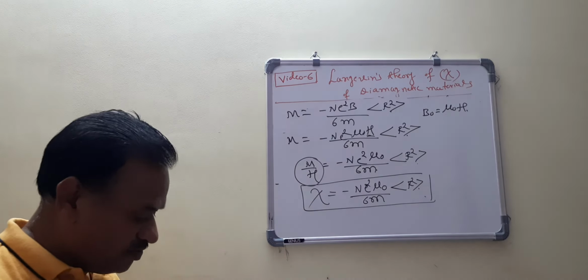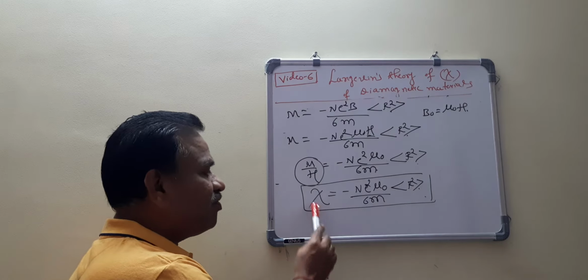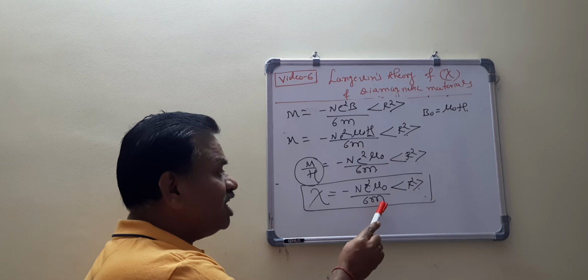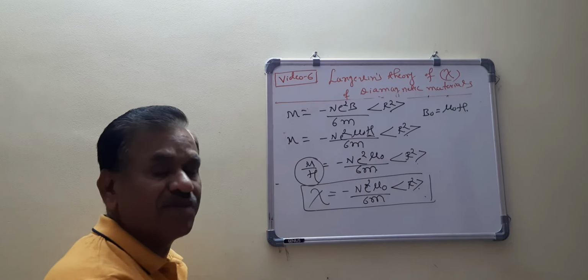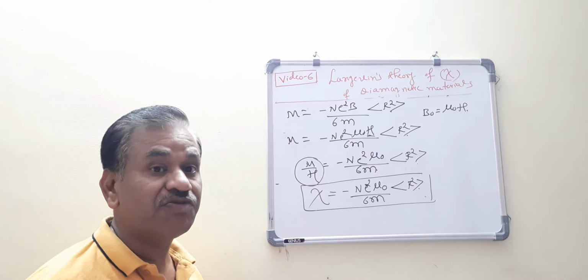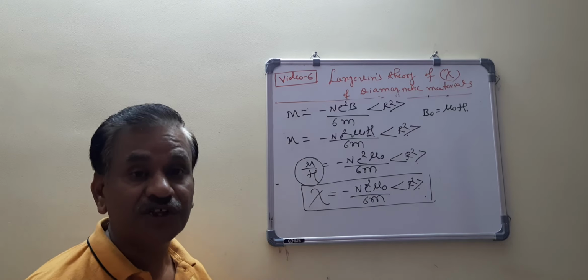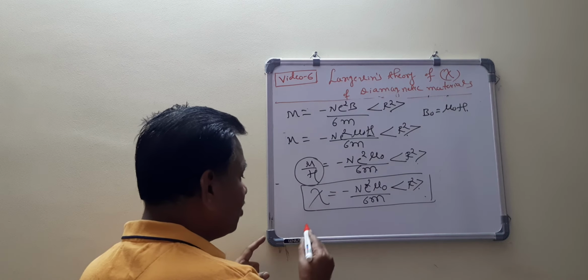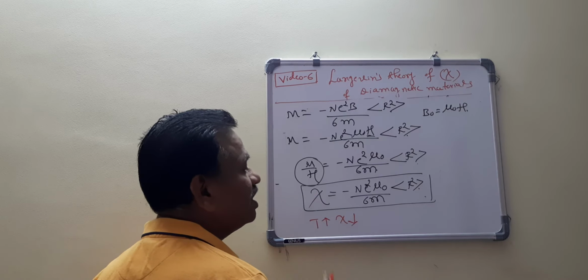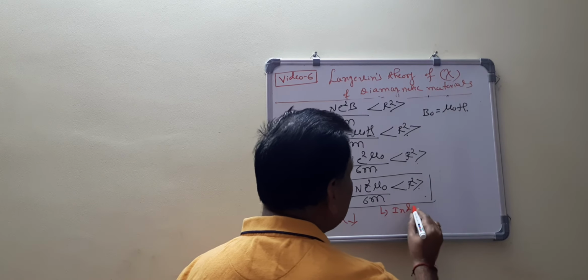Students, you see the difference between the previous derivation and this derivation: the susceptibility is independent of temperature for the diamagnetic material. It is independent of temperature for the diamagnetic material. But for paramagnetic materials, susceptibility depends upon the temperature. In paramagnetic materials, as temperature increases, susceptibility decreases. But for the diamagnetic material, it is independent of temperature.